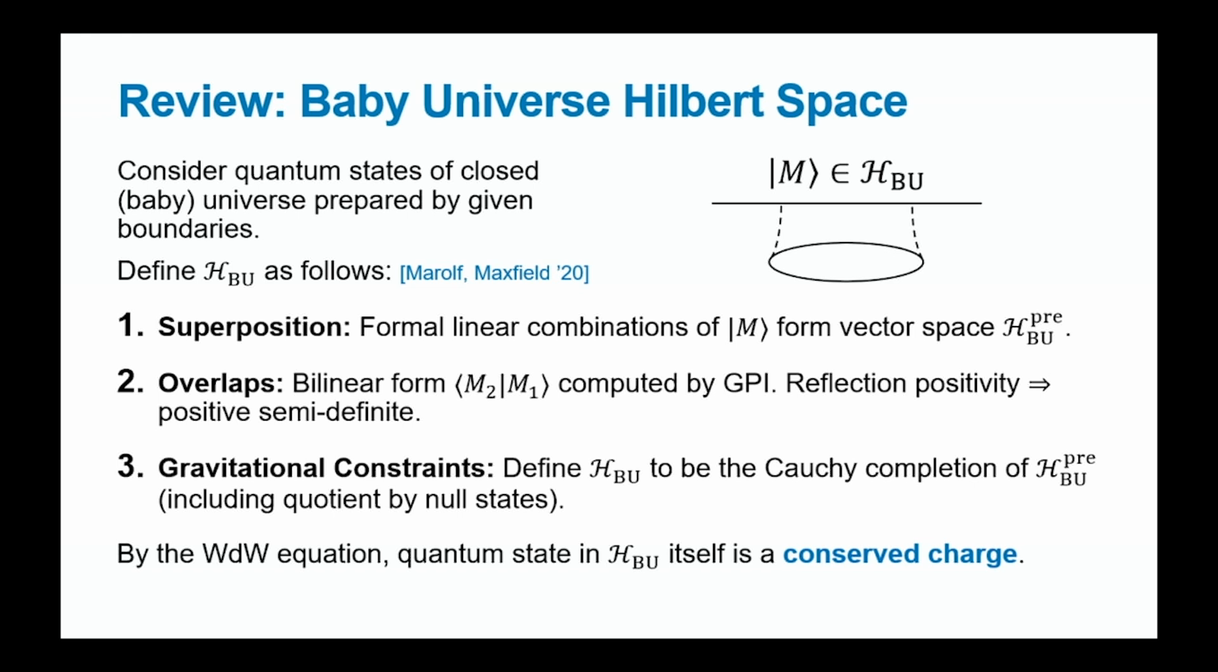Yeah. Good. So one conceptual comment is that once we've imposed the gravitational gauge constraints, we've quotiented by the space of null states, and we've taken a Cauchy completion, the very quantum state in the baby universe Hilbert space is conserved. So the Wheeler-DeWitt equation is H equals 0. There's no bulk time evolution. Bulk time evolution is pure gauge. So whatever state the baby universe is in, it will remain in that state.